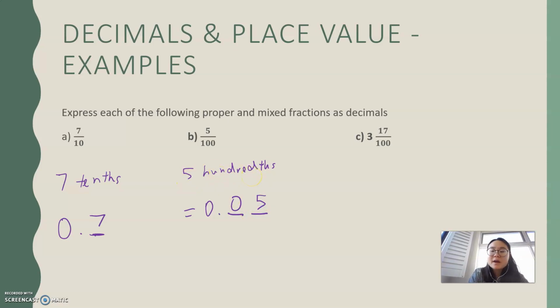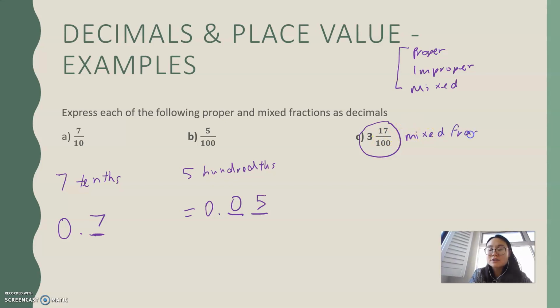Okay, part C. This one's a little bit different. If you think back to the 3 types of fractions we learned about last week, we said that there were proper fractions, improper fractions, and mixed fractions. So you should know what all of these words mean. This part C, 3 and 17/100, is an example of a mixed fraction. By mixed fraction, that means you've got a number which is partially a whole number and partially a fraction.